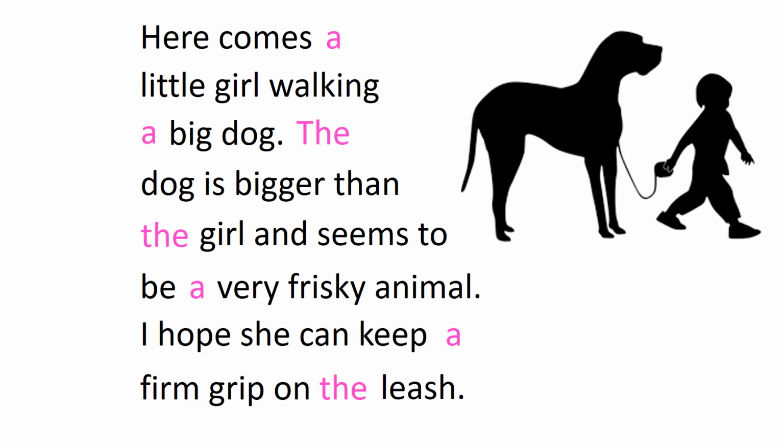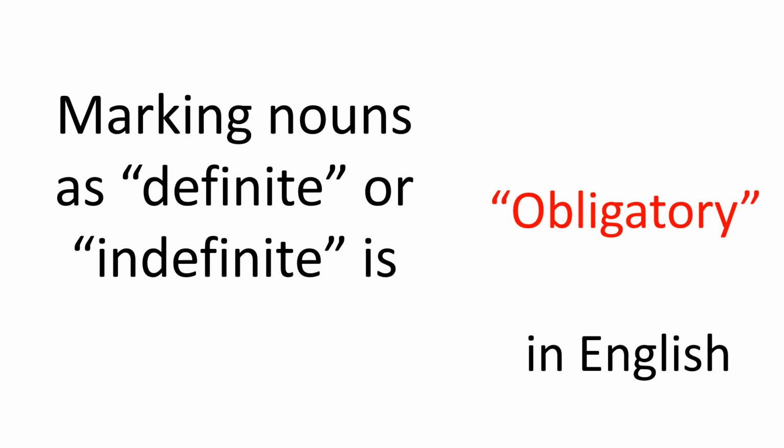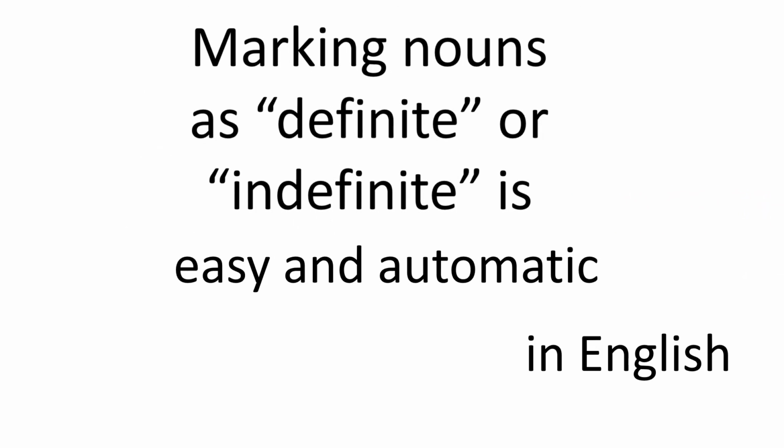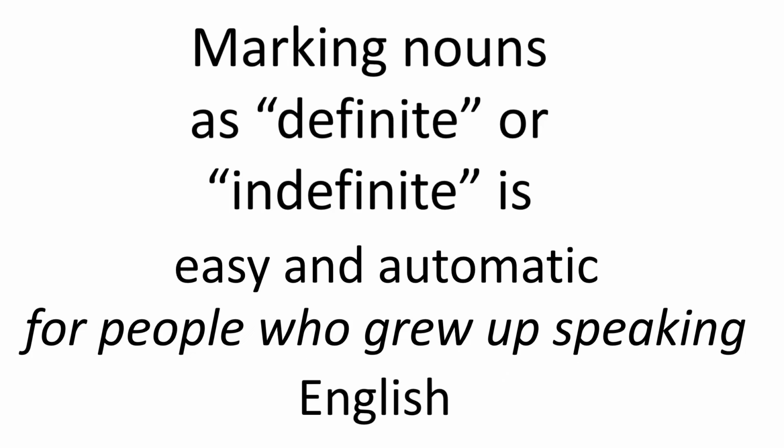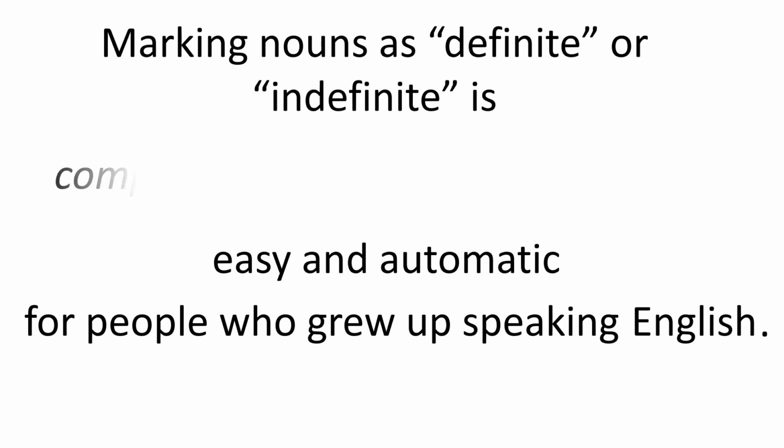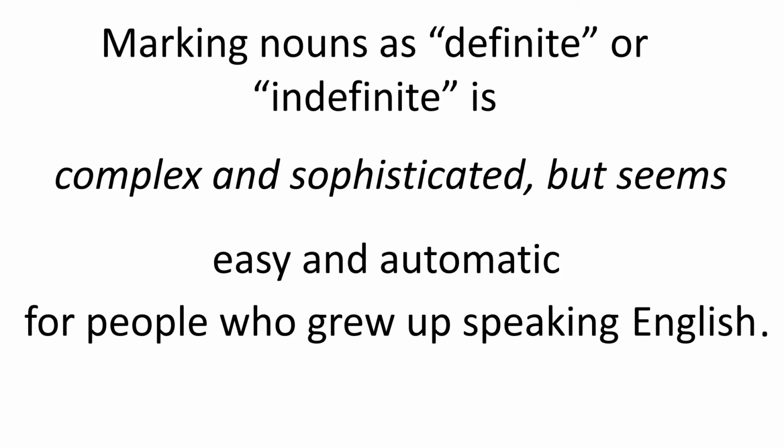Chances are that if you grew up in America, you have never thought about the process of deciding whether to mark a noun as definite or indefinite while you speak. In your experience, marking nouns as definite or indefinite probably seems easy and automatic. But you will feel this is true only if you grew up speaking English or another language for which marking definiteness is an obligatory feature of the grammar. As you may now understand, choosing how to mark each noun is a complex and sophisticated process, which nonetheless seems simple to people who have done it their whole lives.